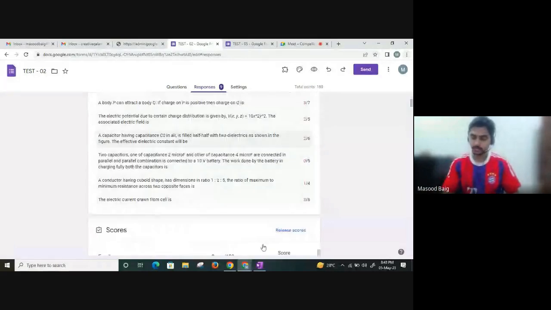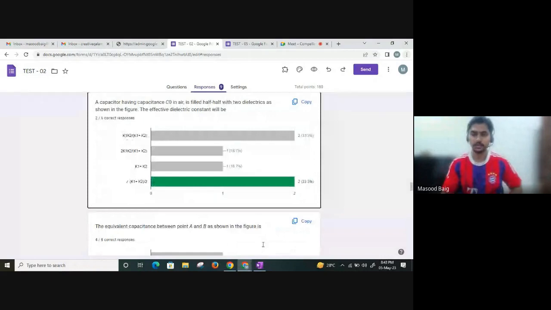Then, a capacitor has capacitance C naught in air and is filled half with two dielectrics as shown in the figure, it seems. The figure is not there. We will see that.